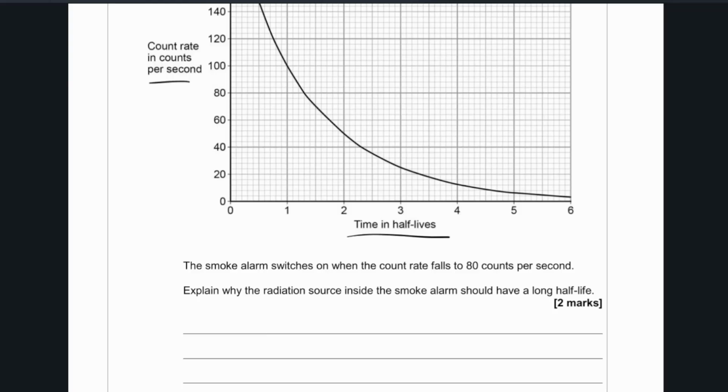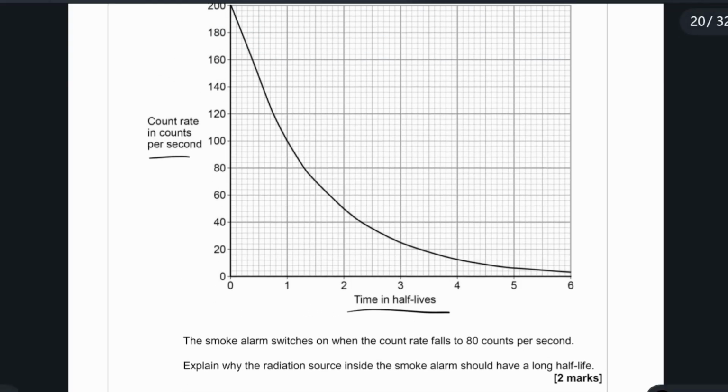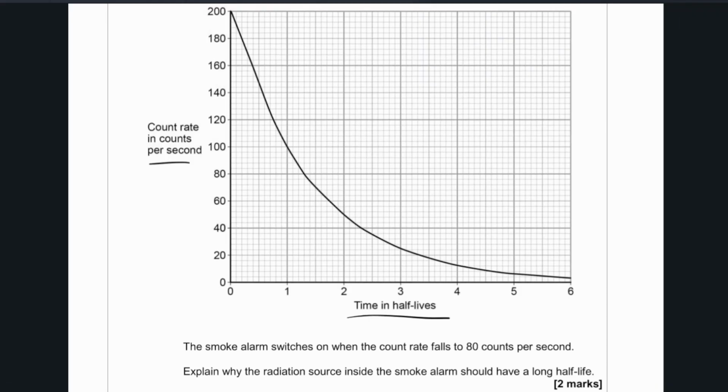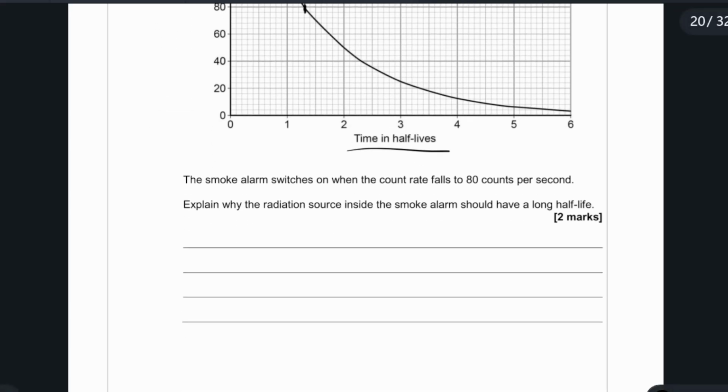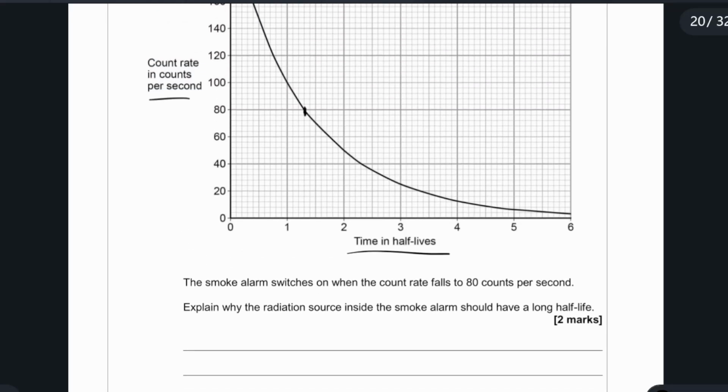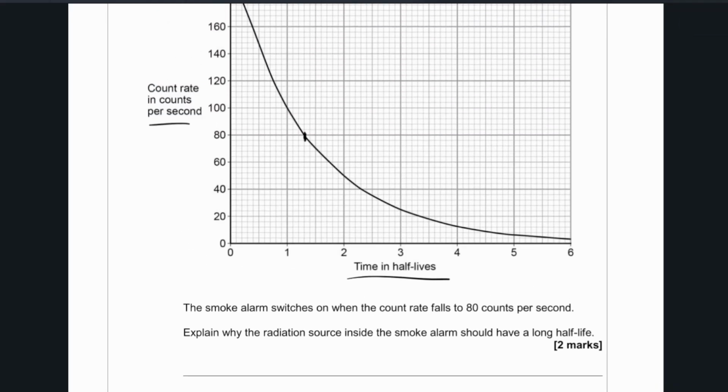Well, if you have a long half-life, that essentially means that your count rate will be stable for a long time. So you can see that as time goes on, the count rate will steadily decrease, and so by the time you get to sort of 1 point something half-lives, the count rate will decrease below 80. Once that happens, essentially the smoke detector is not very useful, and so what we want is for the smoke alarm to maintain a normal count rate above this 80 level for as long as possible, as when it dips below that, that means that the smoke alarm is no longer useful.